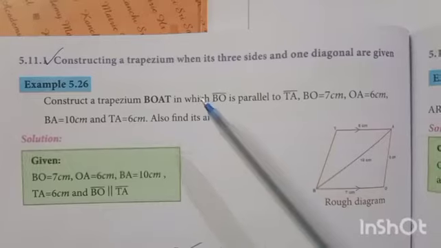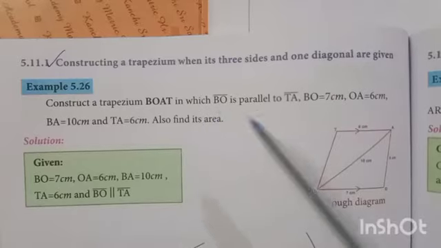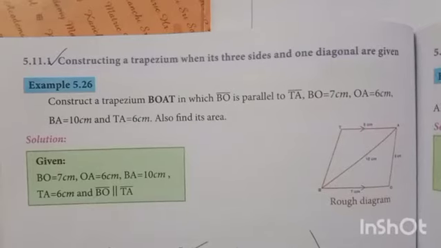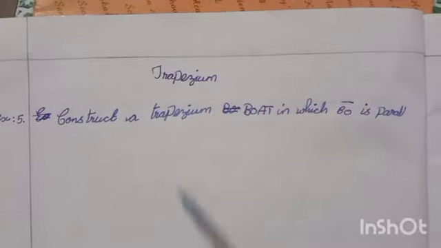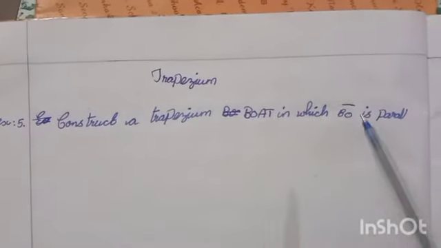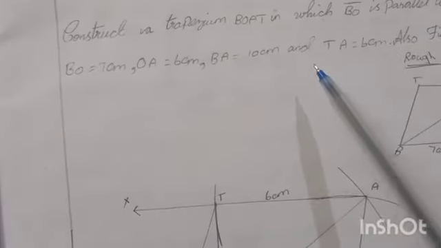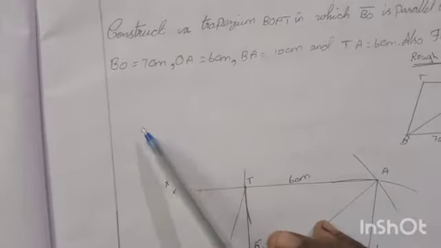For question and construction, write on the left side. Rough diagram and fair diagram, you have to write on the right hand side. On the left side you write the heading trapezium and write the given question. Then on the right hand side, the rough diagram. Given also you have to write. What is given? BO equal to 7 cm, OA equal to 6 cm, BA equal to 10 cm, TA equal to 6 cm. Write here, given.